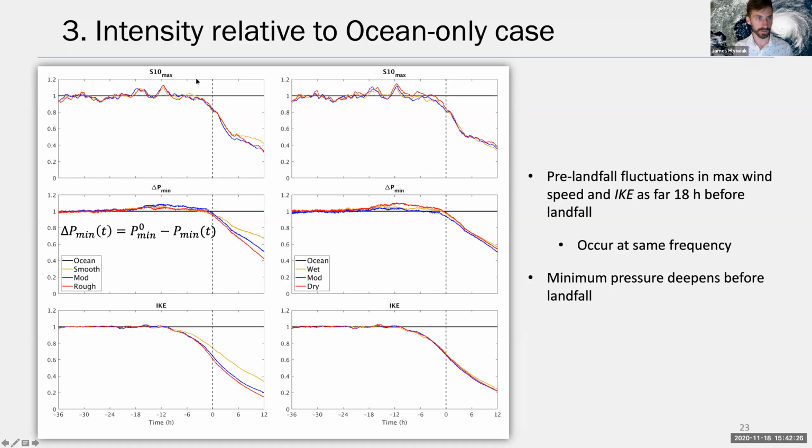So today we're only going to focus on what happens within 6 hours of landfall, and the differences between the rough and the smooth storms before landfall.